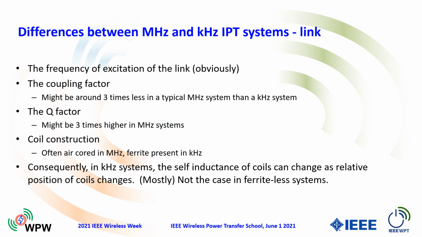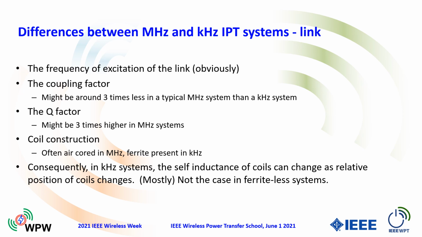So what are the differences then? Well, just to summarize, the differences between megahertz and kilohertz systems: obviously the frequency of excitation is different. The coupling factor is typically different. We typically operate with around 3 times less coupling factor in a megahertz system than a kilohertz system. That's fundamentally why I can get bigger distance between the coils in a megahertz system than I can in a kilohertz system. And I can do that because I can get a Q factor that might be something like 3 times higher in the megahertz system. That means that from a coil construction perspective, I tend to use air cored coils, whereas I put ferrite in the kilohertz systems.